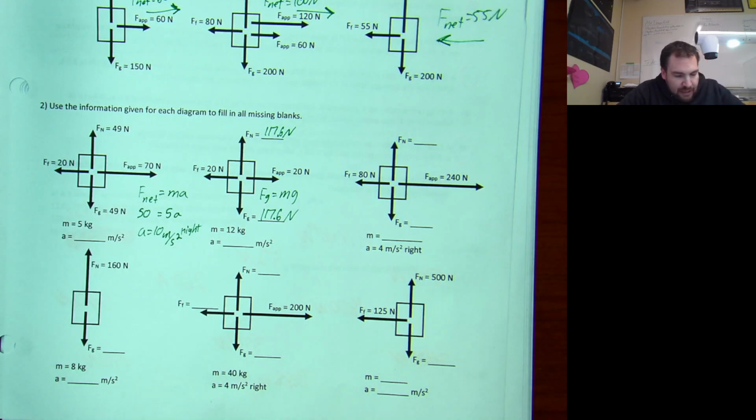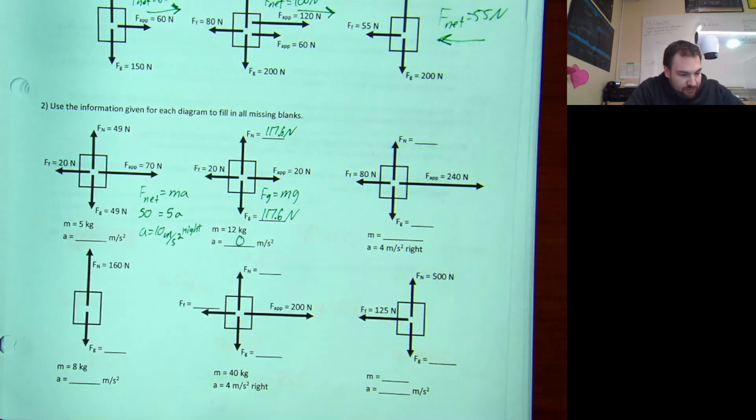Don't know why. So what's the acceleration? 0. Why? Because everything's doing the same, everything cancels out. All the forces are balanced. There is no net force. Acceleration is 0. Cool. This guy over here.